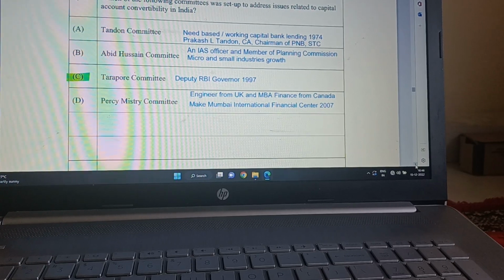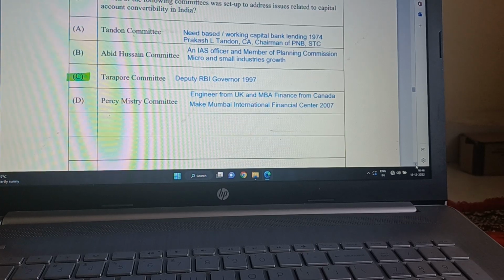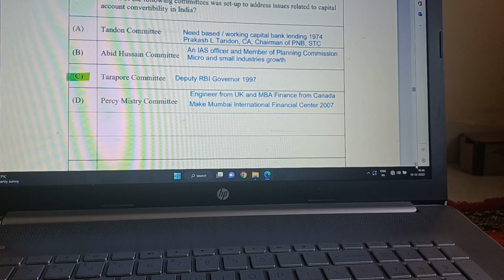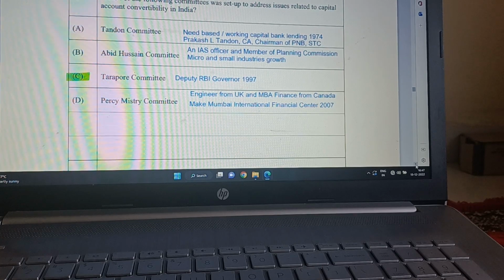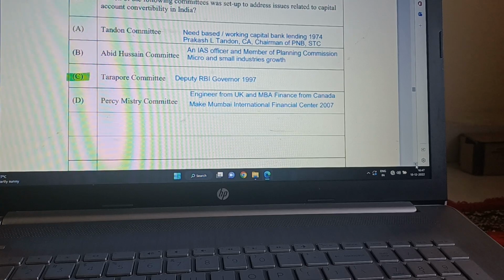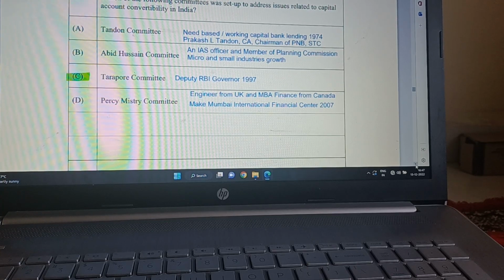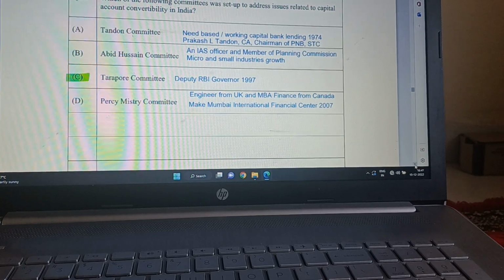And here this Tandon committee was not the person employed in RBI. He was chairman of PNB, so he is not the correct person. Then Abid Hussain was an IAS officer and he had never worked in RBI, so he is also not the correct answer. He had worked in planning commission. And Mr. Tarapore had started as, I think, a grade A or grade B officer of RBI and became deputy governor of RBI. So this committee was formed in 1997 to study the capital account convertibility of rupee.